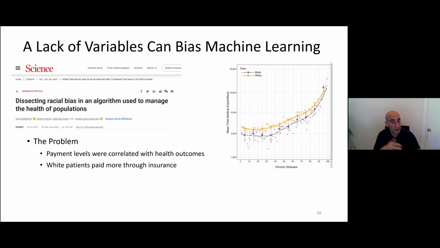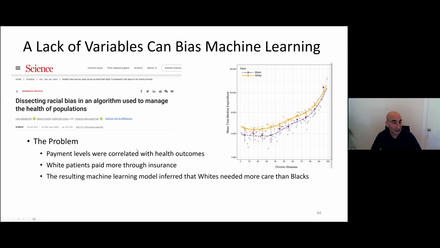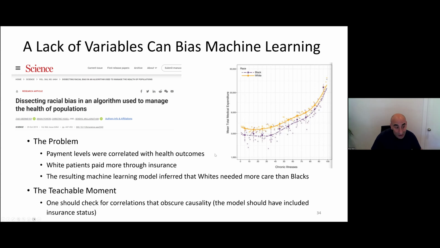White patients ended up, in general, having paid more through their insurance. And as an artifact, the machine learning model inferred that whites just needed more care than blacks. And it was really not an artifact of their race. It was really more of an artifact of the insurance that these individuals had. And so there's a very clear teachable moment on this one, which is that you really should check for correlations that obscure causality, right? The model just should have included insurance status, but it didn't.